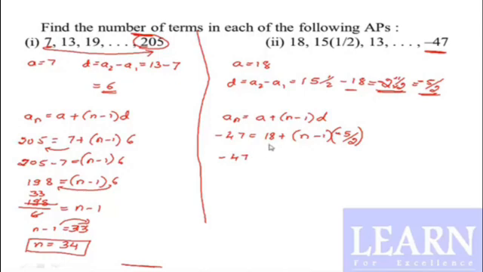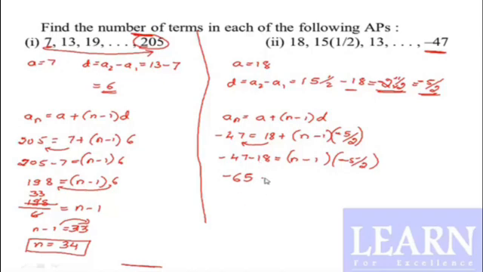So minus 47. This 18 is positive over here. When it comes to the other side, it will become minus, is equal to n minus 1 into minus 5 by 2. Now look here, minus 47 minus 18, what is the value? It will be minus 65. Since both have the same sign, we need to add and we need to put the sign whichever is there. Next, minus 65 we have got.